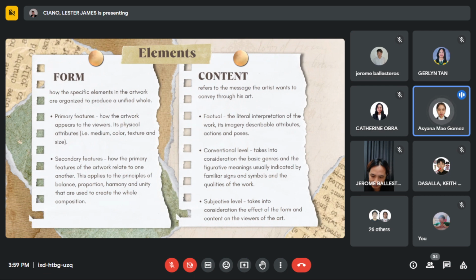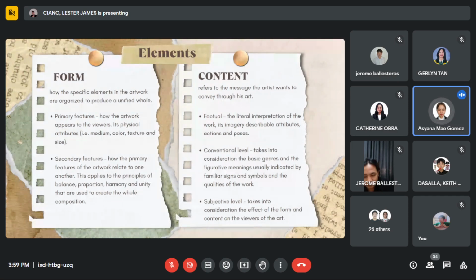So let's go to the second one, which is the subjective level of content. It takes into consideration the effect of the form and content on the viewers of the art. This subjective level refers to a personal or individual interpretation and emotional response that the viewers bring to a work of art. It is the subjective experience and meaning that each individual attributes to the various elements represented in the artwork.